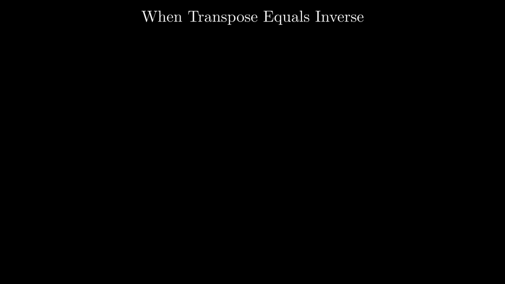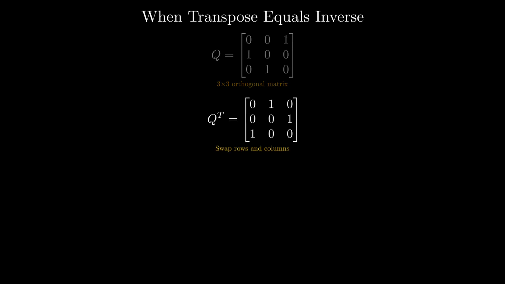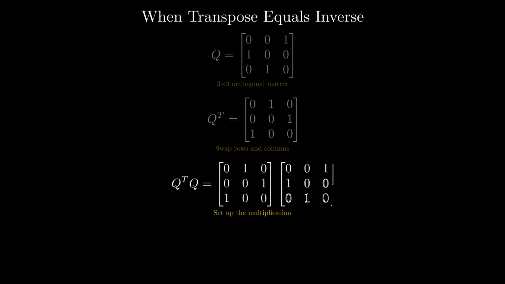There's a class of matrices where finding the inverse is free. You just flip rows and columns. Here's a 3 by 3 matrix Q. Its first row is 0, 0, 1, its second row is 1, 0, 0, and its third row is 0, 1, 0. Now transpose it, swap rows and columns. Q transpose has first row 0, 1, 0, second row 0, 0, 1, and third row 1, 0, 0.